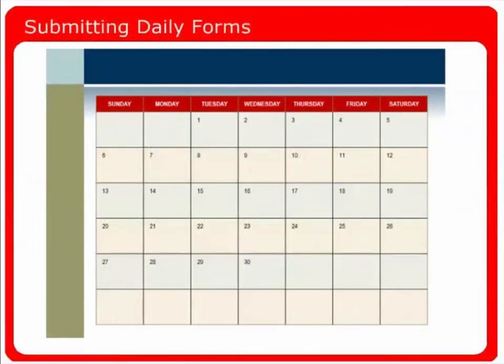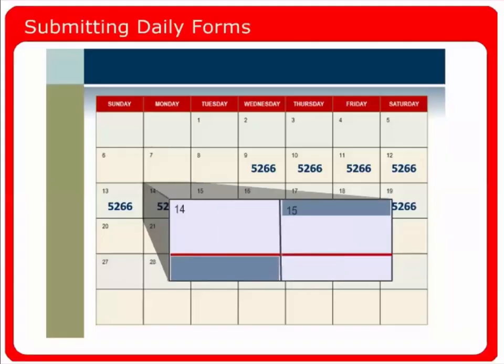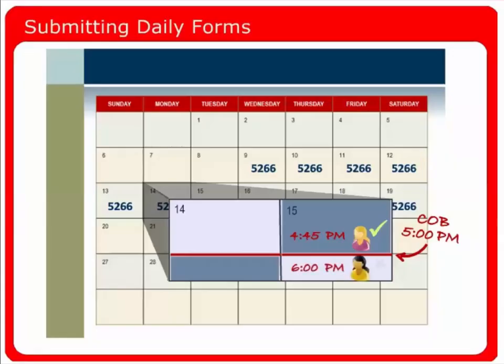After the first Form 5266 is submitted, subsequent forms should be completed daily until there is minimal activity. The form should capture all activity up until the close of business, which is 5 o'clock p.m. local time. For example, a health services contact made at 4:45 p.m. would go on that day's Form 5266. However, a contact made at 6 o'clock p.m. would go on the next day's form.